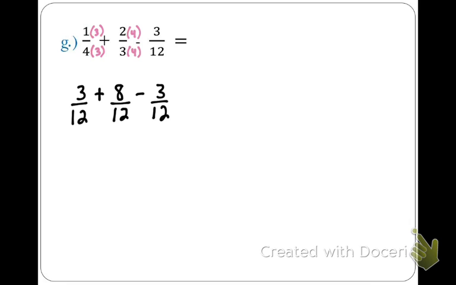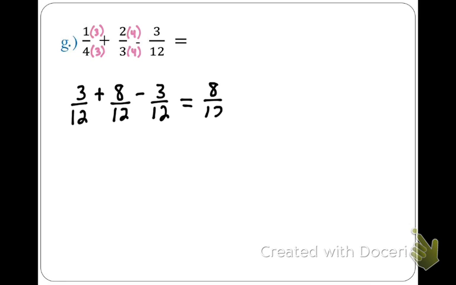The first thing you want to do is just this first step. Guys, what's 3/12 plus 8/12? 11/12, okay? Now you've got 11/12 minus 3/12. What would that be? 11 minus 3. 8/12.